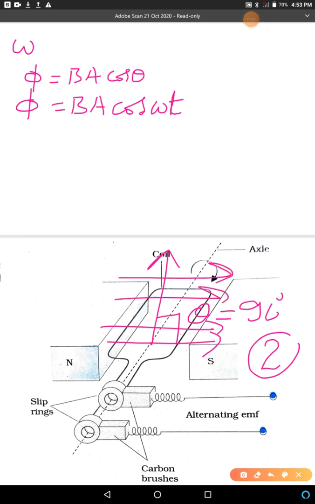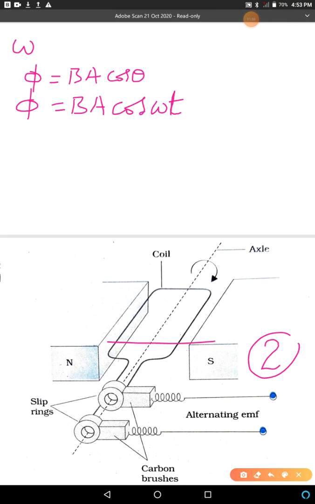So cos 90 is 0, so the magnetic flux is 0. Next time when the coil rotates, theta becomes 0 or 180 degrees, and the magnetic flux will change. As the magnetic flux changes, an EMF will be induced. So at any instant t, the magnetic flux phi will be equal to BA cos omega t.